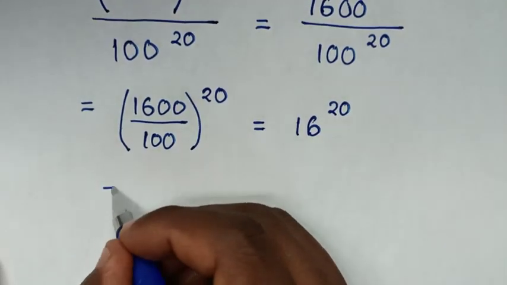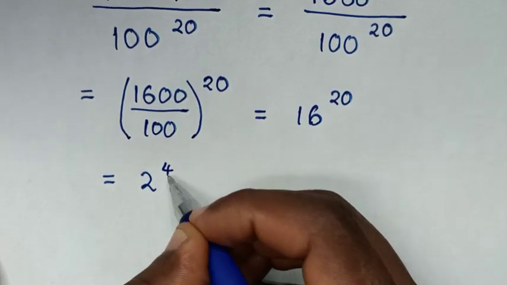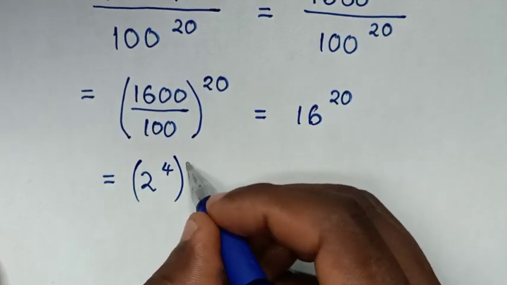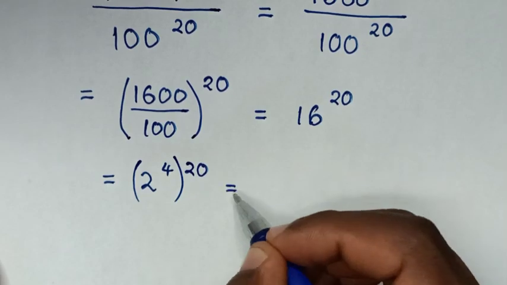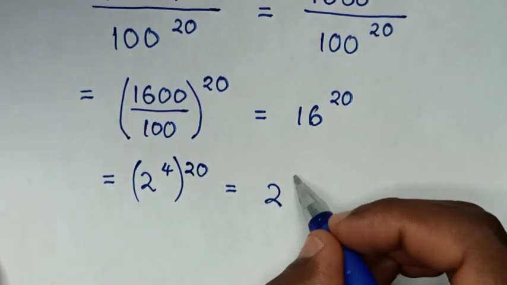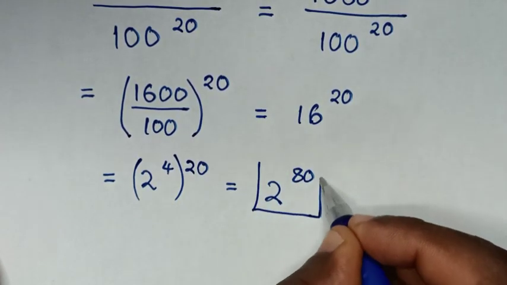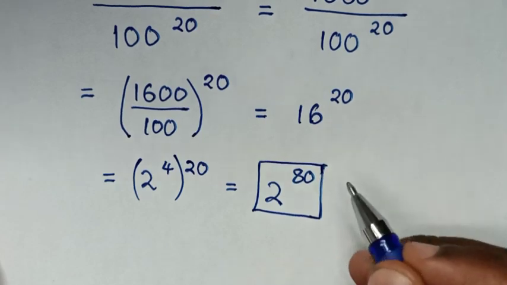Then it will be equal to 16 is 2 power 4, then bracket power of 20 is equal to 2 power of 4 times 20, which is power of 80. Therefore, this is our final answer.